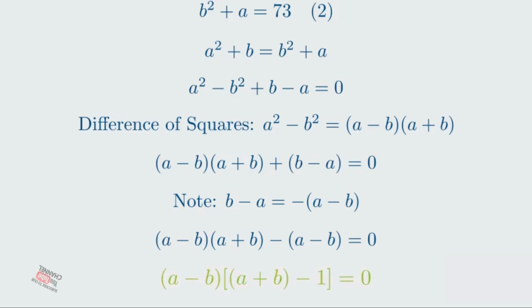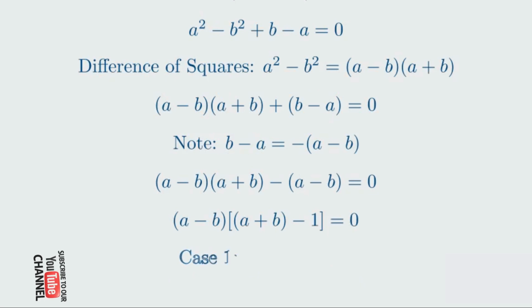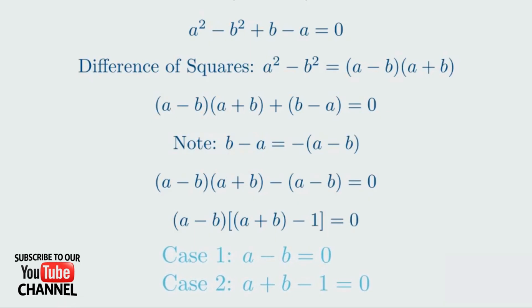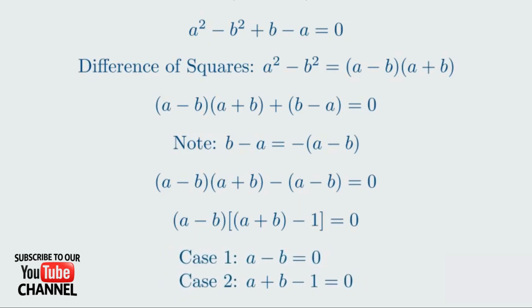This is a key step. The product of two expressions is 0. This means at least one of them must be 0. This gives us two separate cases to consider. Our first case is when a minus b equals 0. Our second case is when a plus b minus 1 equals 0. Solving these two simple equations will guide us to the solutions of our original system.